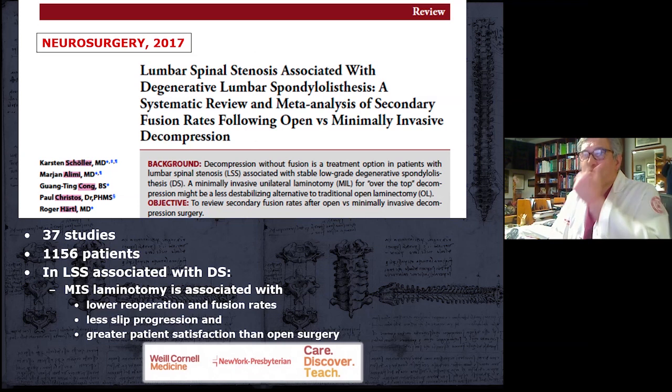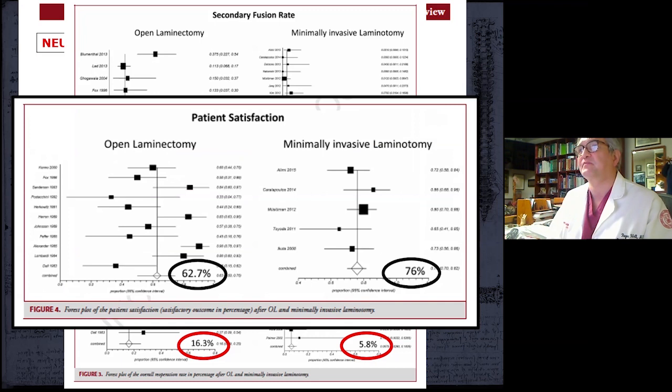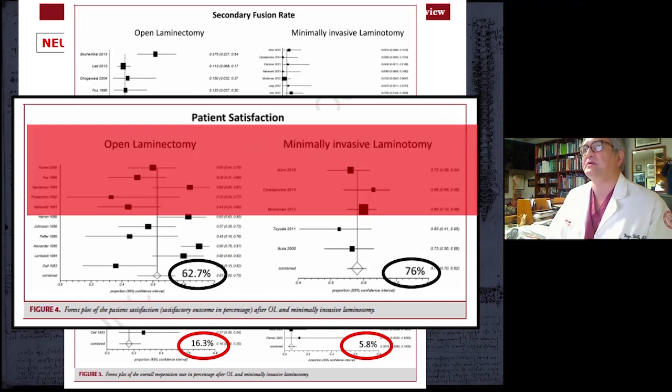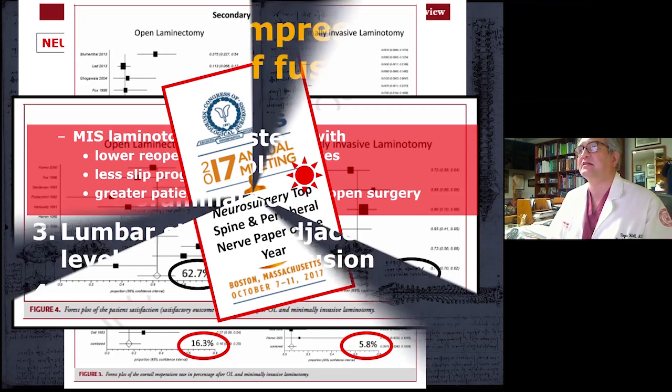One of our fellows wrote this up a few years ago. He did a meta-analysis looking at papers that compared open laminectomy versus MIS laminectomy in patients with grade 1 spondylolisthesis. They were looking at patient satisfaction and secondary delayed fusion rates. What they found was that with open laminectomy in these patients, about 13% go on to need a fusion later on, versus only 3.3% in those patients who had just a minimally invasive laminectomy. The patient satisfaction was higher with minimally invasive surgery, and so this paper was very well received and won one of the awards at that meeting.